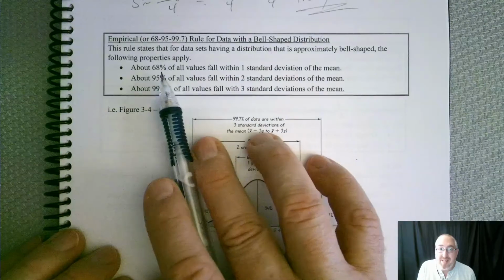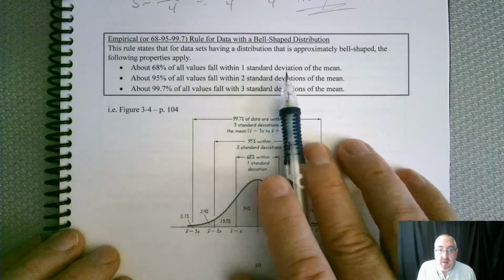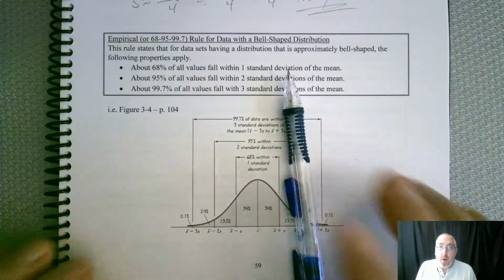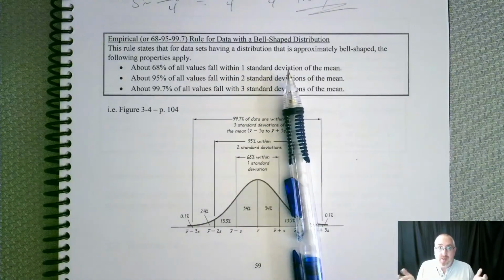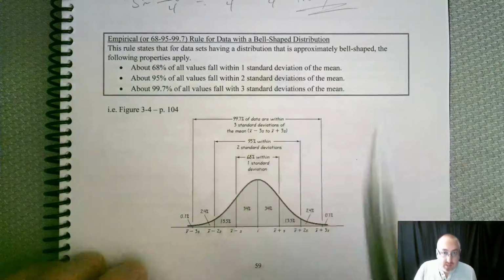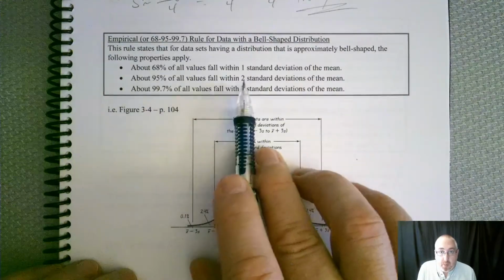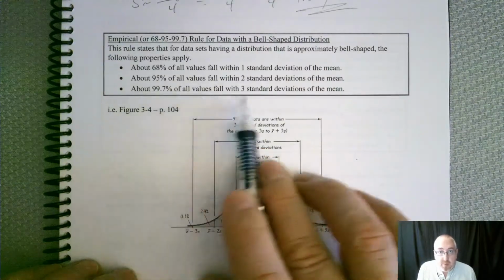About 68% of all data fall within one standard deviation of the mean. Now remember, when they say within one standard deviation or two, that's on both sides. So one standard deviation on one side of the mean, one standard deviation on the other side of the mean, combined. So technically it's kind of like two, but they use one because it's one away on either side. So just keep that in mind. The diagram helps to illustrate it as well. 95% would be for 2, 99.7 would be for 3.